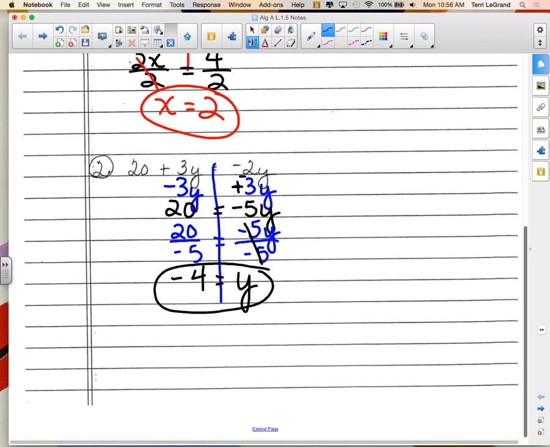So the only thing really different today, we're still solving equations that contain more than one operation in them. But what's different today? What got changed from what we were doing last week? We have variable terms on both sides. Before we've only had them on the one side. We either had them on the right or we had them on the left, but today we have them on both sides.